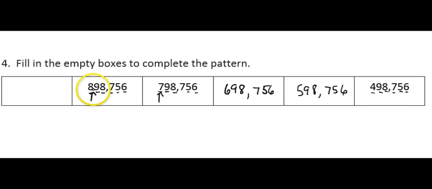Now let's go back to the start. If our second number was 898,756 and it is 100,000 less than the first number, that means my first number must be 998,756.